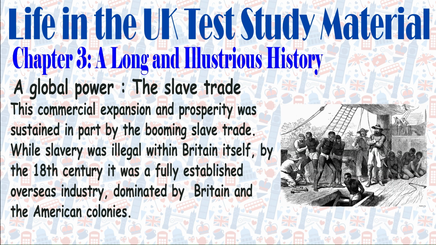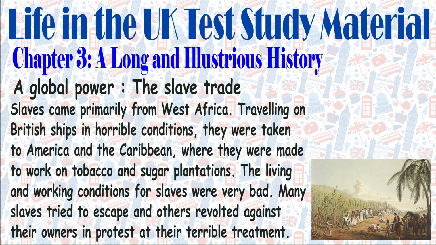The slave trade. This commercial expansion and prosperity was sustained in part by the booming slave trade. While slavery was illegal within Britain itself, by the 18th century it was a fully established overseas industry, dominated by Britain and the American colonies. Slaves came primarily from West Africa. Traveling on British ships in horrible conditions, they were taken to America and the Caribbean, where they were made to work on tobacco and sugar plantations.